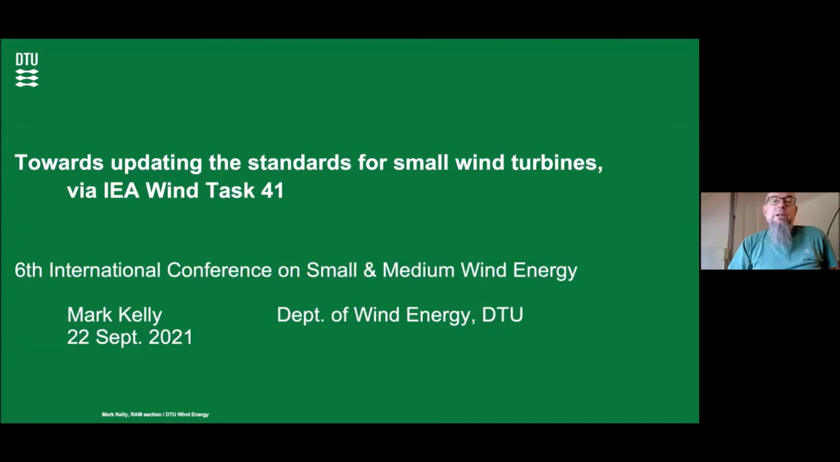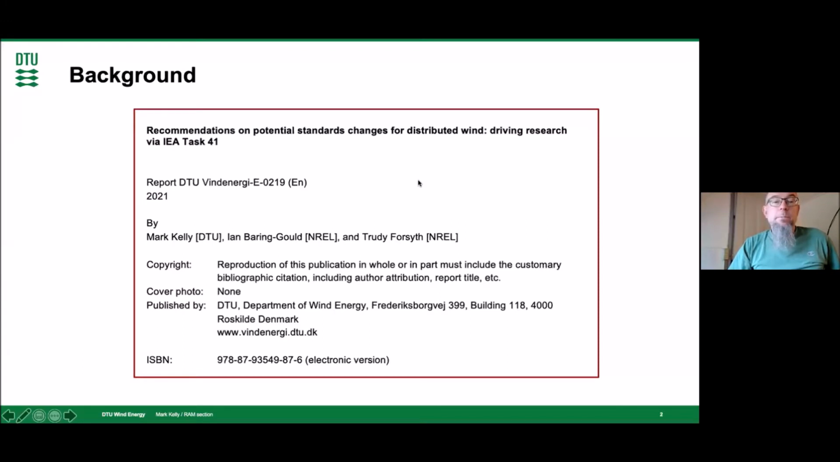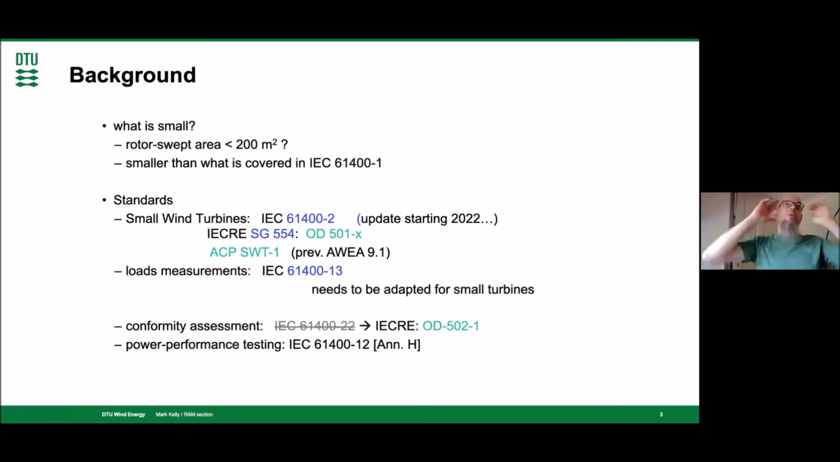And so this is really coming out of IEA Wind Task 41, which was about small and distributed wind, and trying to move that forward. There's a bit of background here. You can check out a report that we wrote in this IEA task, and it came out of a bunch of work with the other authors that were part of it, giving a lot of input, particularly Ian Baring-Gould and Trudy Forsyth. But there are some others as well, not mentioned here.